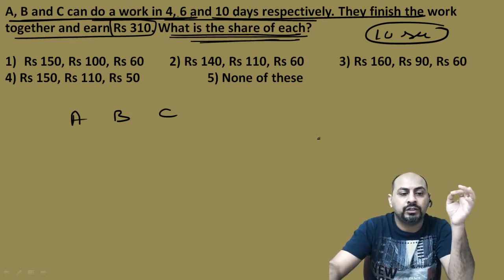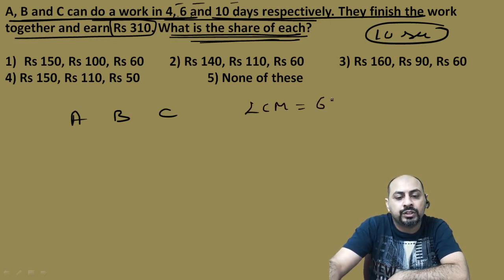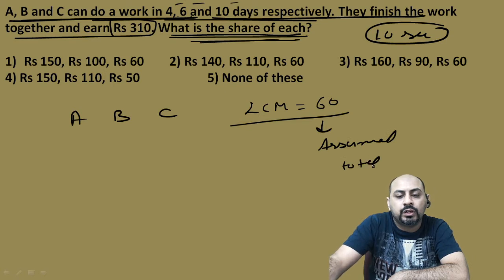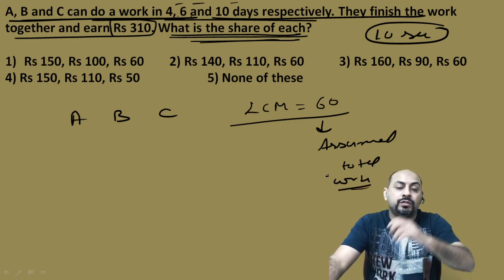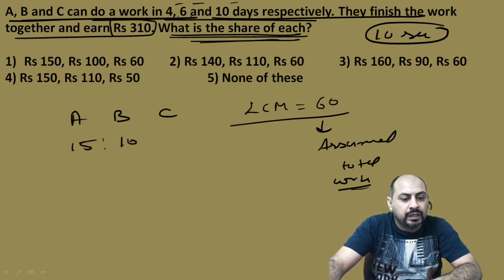Now the easiest way of doing it is that 4, 6, and 10 are given to us. The LCM of these values is 60. Now 60 is what we are assuming to be the total work. So if 60 units have to be done, 60 by 4 is 15, 60 by 6 is 10, and 60 by 10 is 6.